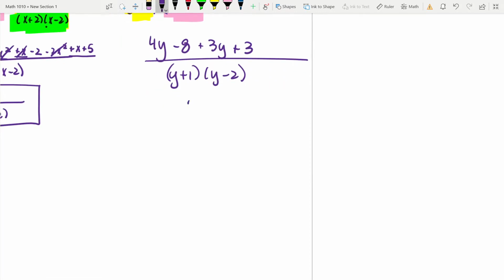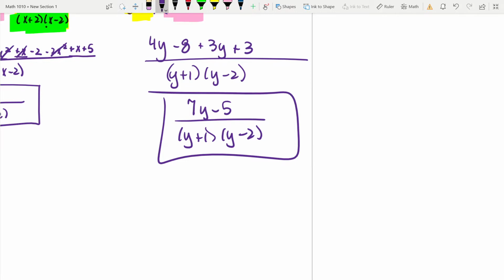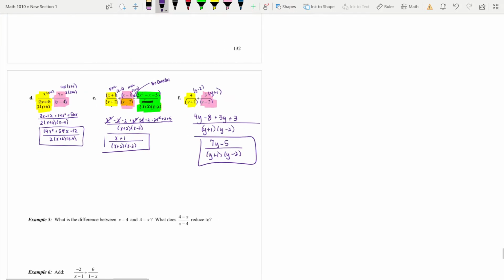4y plus 3y is 7y minus 5, and that's my answer. Is that right? What's wrong with it? You forgot the denominator. That is a very common error, okay? It is not the answer because you can't just blow off the bottom. You've got to keep the bottom in the problem. Now that's your answer. Good. Okay? All right.